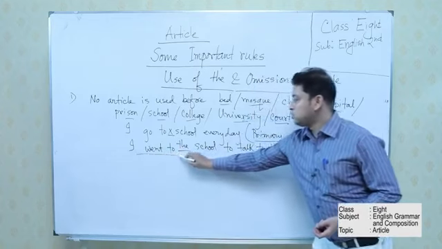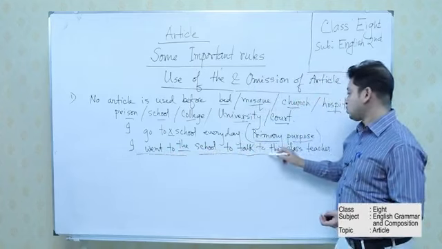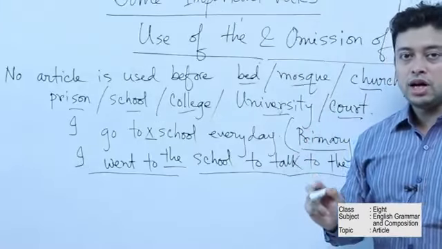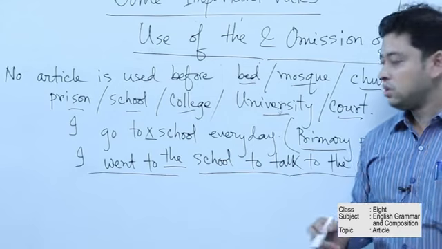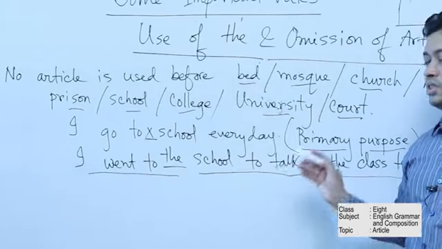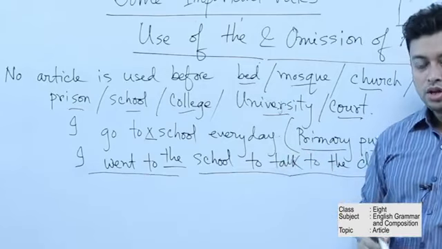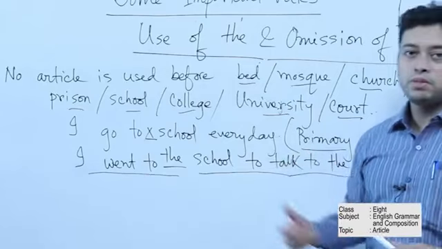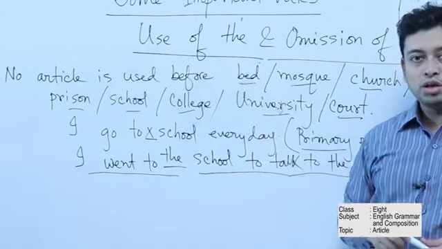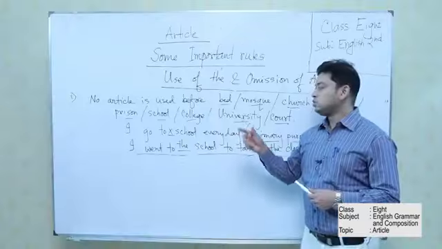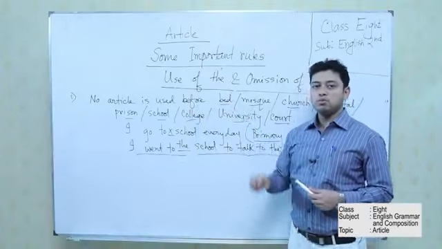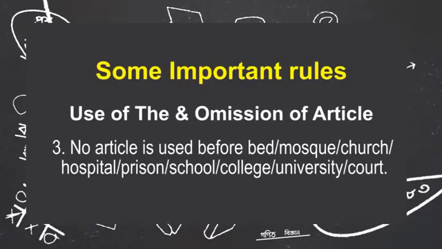But example number 2: I went to the school to talk to the class teacher. That means I am going there for a particular reason. I am not a regular visitor of the school. I am going there only to talk to the class teacher. That means I have a special purpose. So if there is a special purpose, you can use an article before this. If there is a very usual reason, a primary purpose, then we cannot put any article before this kind of word. That means we have to put a cross.